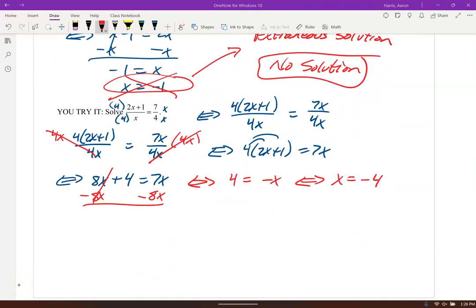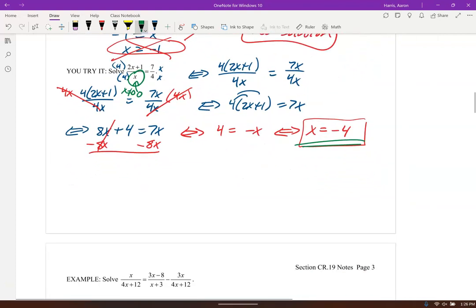Check this one. So you work through that. It looks like x ends up being -4. I do have to think about the original equation. We know x cannot be 0. So -4 will be fine. If you check it in your original equation, it'll work out for you.